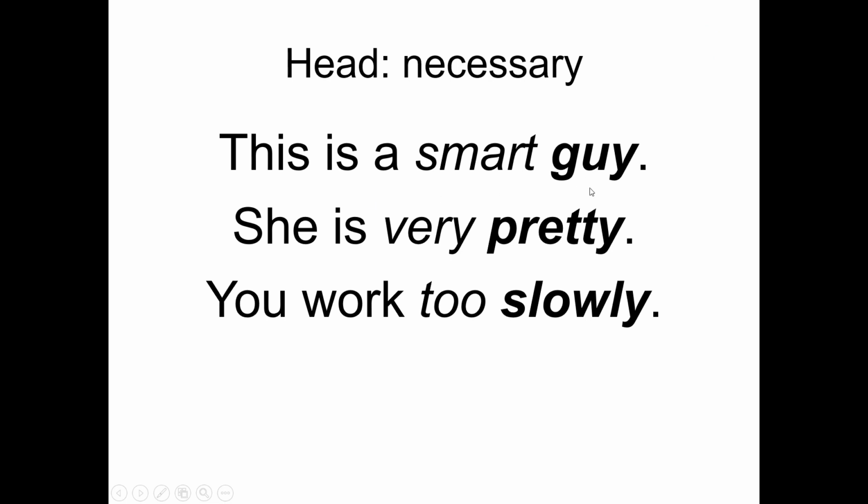This is a smart guy, right? A smart guy. It is a noun phrase, and this noun phrase consists of determiner a plus nominal group smart guy. And the noun guy is necessary, it's the head, and the modifier smart, the adjective, isn't necessary. Right? This is a guy, this is a man. Yeah? She is pretty, she's very pretty, she's pretty.